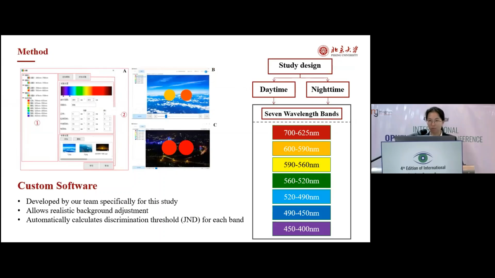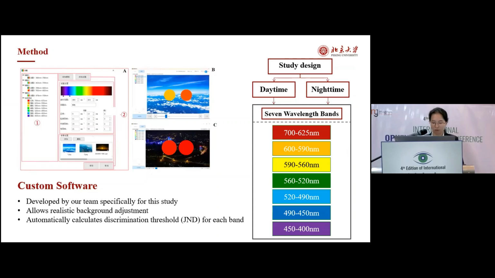Now let me walk you through our methodology. We developed a custom software tool especially for this study, designed with both clinical practicality and scientific rigor in mind. This software presents color stimuli across 7 distinct wavelength bands: red, orange, yellow, green, cyan, blue, and purple. In this experiment, 2 color patches were initially presented with different colors. Participants were instructed to adjust the color by dragging the slider. During the adjustment, both color patches changed in opposite directions along a predefined color axis. The participants' task was to find the point at which the 2 patches appear identical.